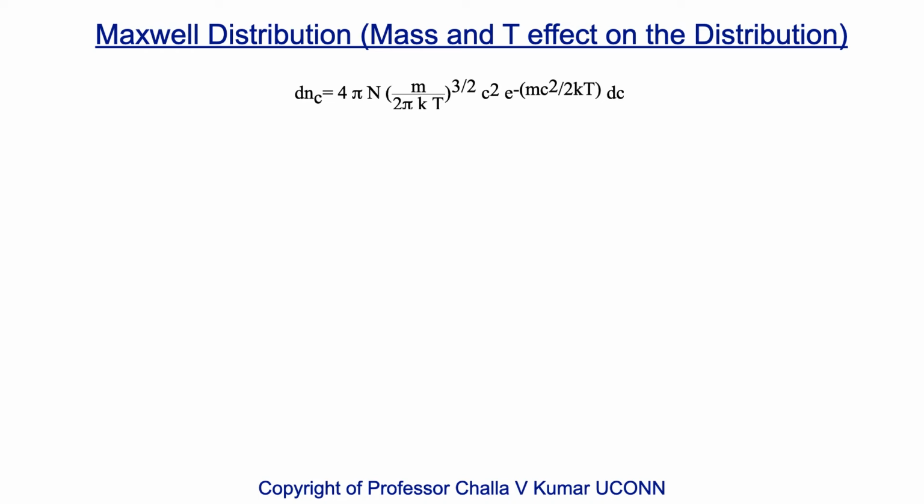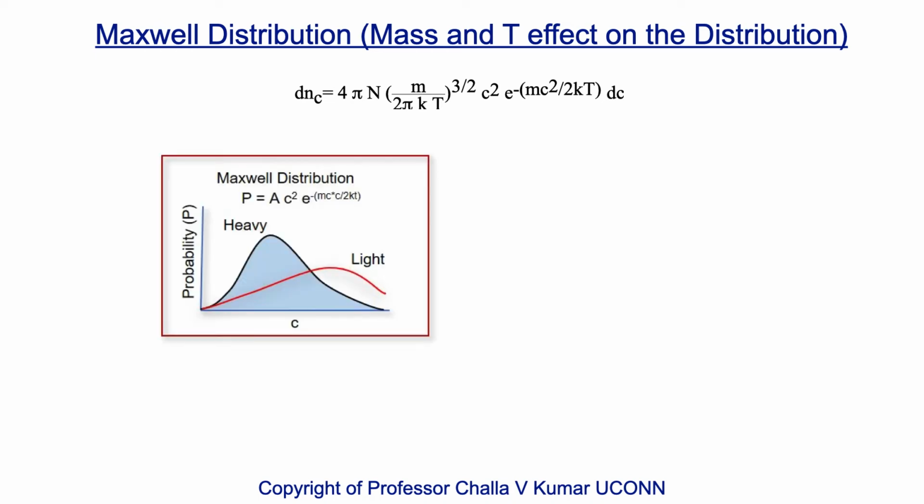Why? Because on the left side I have dn_c, so I can integrate that. On the right hand side I have terms of c and dc, and all the others are constants. Then I can integrate that pretty easily. But just looking at this, what do we get out of it? Examining this, with the probability on the y-axis and velocity on the x-axis, if we have very heavy mass versus very light mass, how does the distribution function change?